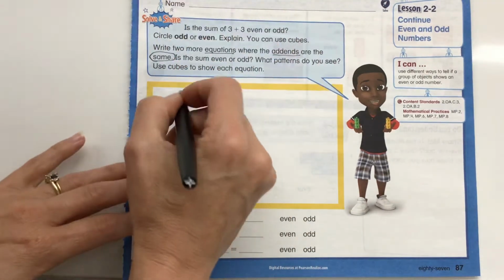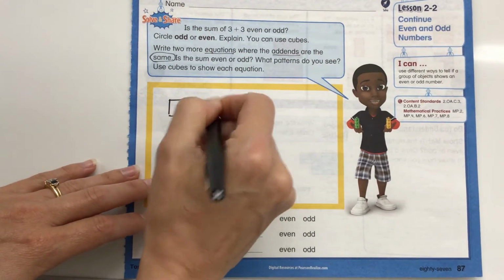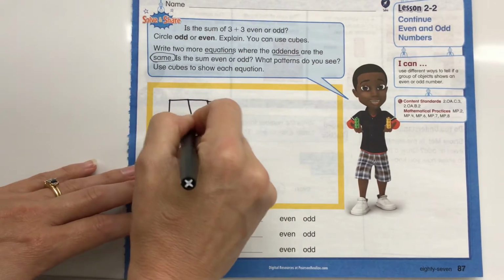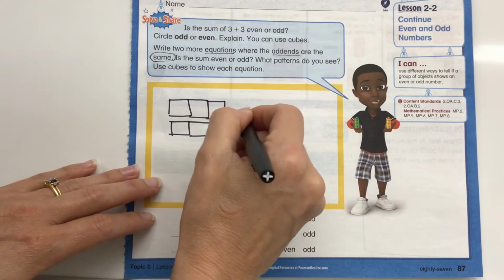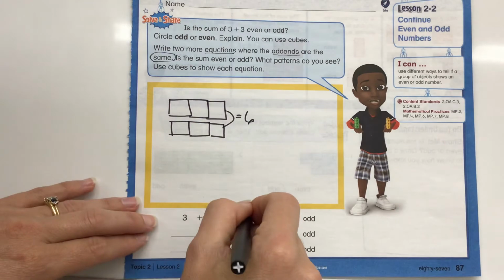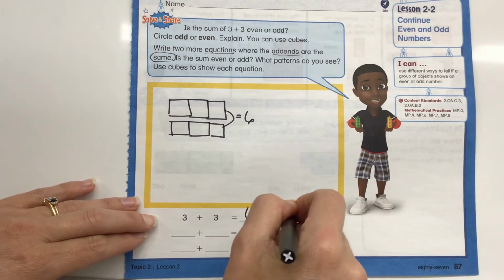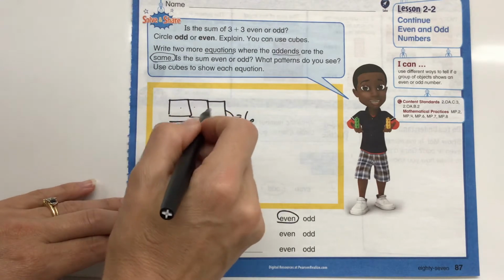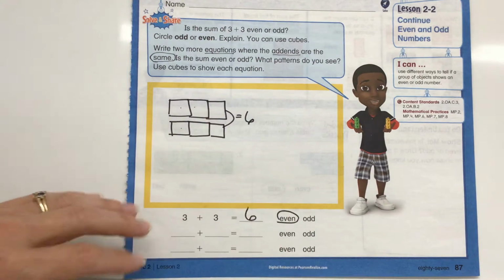So the first thing we're going to do is 3 plus 3. So I'm going to draw my cubes. 1, 2, 3, plus 1, 2, 3. 3 plus 3 equals 6. And 6 is even. Now look at that. 1, 2, 3 is an odd number. Plus 1, 2, 3, another odd number, makes an even number.